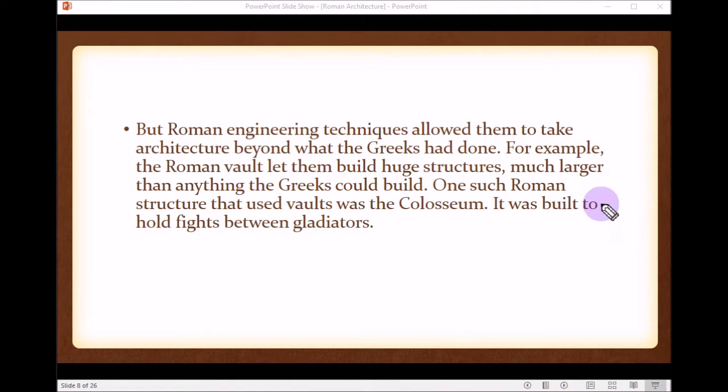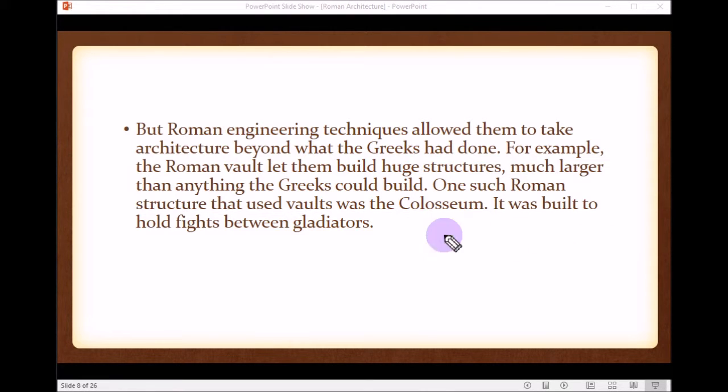Next paragraph. But Roman engineering techniques allowed them to take architecture beyond what the Greeks had done. For example, the Roman vault let them build huge structures much larger than anything the Greeks could build. One such Roman structure that used vaults was the Colosseum. It was built to hold fights between gladiators.